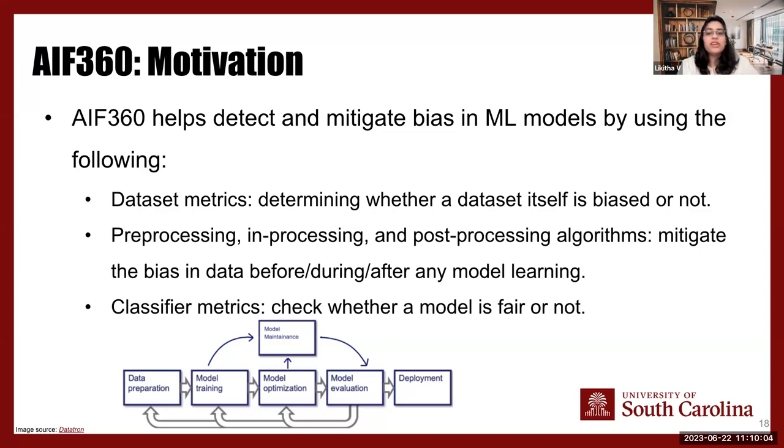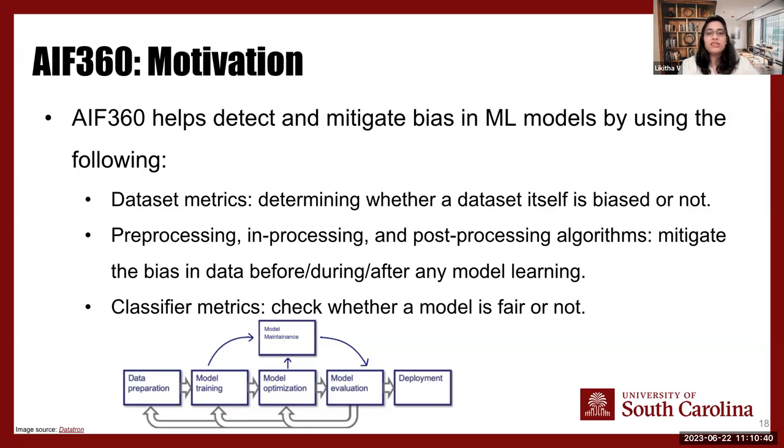So AIF 360 constantly checks for bias throughout many stages of this pipeline. It starts when the input data set is given, then when pre-processing that data set, when training on that data set, and then when testing it at the end. It keeps trying to see whether the model itself is becoming more and more biased or whether it's fair consistently throughout the pipeline. And it aims to lessen that by implementing fairness algorithms at as many stages as possible. So the goal of this tool is to alleviate bias as much as possible, and you would need to start implementing it very early. The tool has different components at different stages.